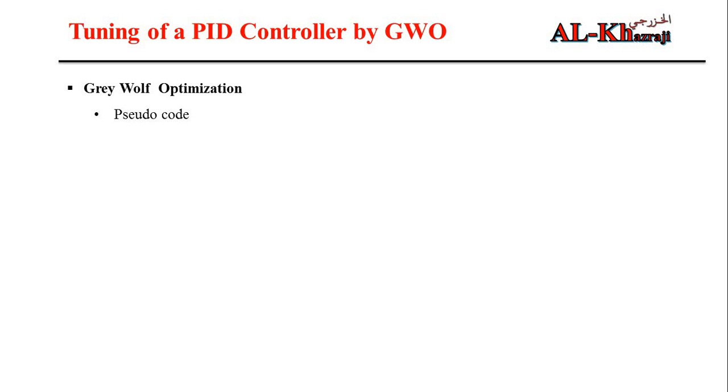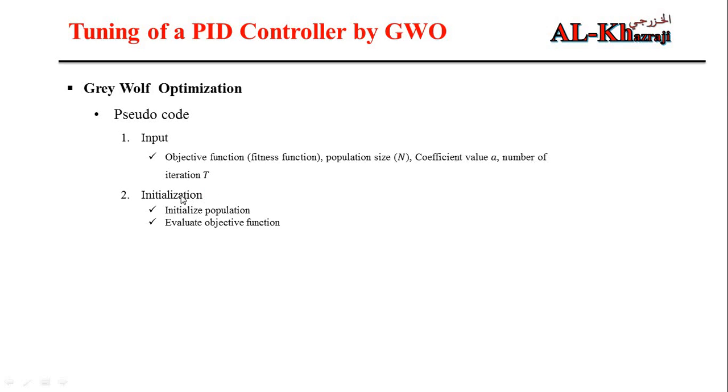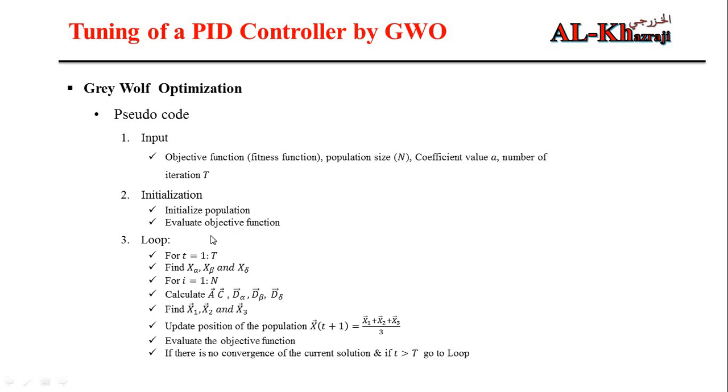The pseudocode of gray wolf: first we put in all this information, which is the cost function, the population, the coefficient A, and the number of iterations. And then we go to the initialization. So we initialize the population, and then we evaluate. And we go to the loop. For each iteration, we find X alpha, X beta, and X delta. And we go through each population member. We calculate A and C and D alpha, D beta, and D delta. And then we find X1, X2, X3. Update the position by using this rule. Evaluate the cost function, and it depends on the convergence or the iteration. And finally, we just print the solution. So this is the algorithm of the gray wolf.